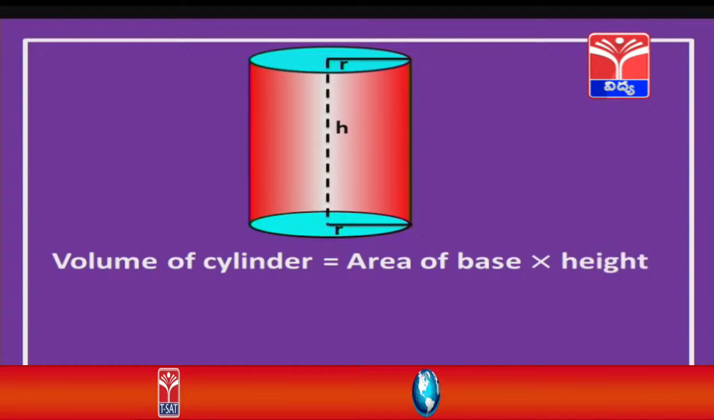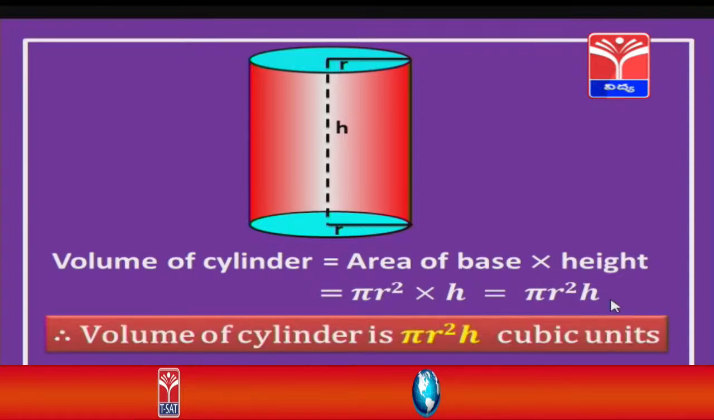So, we have considered the same cylinder with radius r and height h. Volume of a cylinder is area of base into height. Why have we taken area of base into height, children? Because we have seen one circle over the other circle we are placing and we are getting a cylinder. So, your area of base is nothing but the circular part. So, the area of a circle is pi r square and height is h. So, when we multiply these two, you get pi r square h. Now, this is the formula to find the volume of a cylinder.